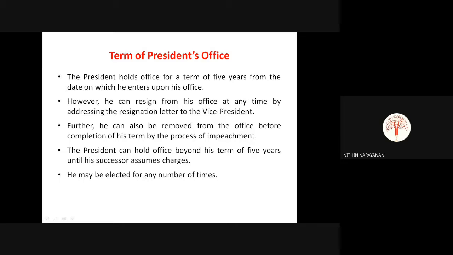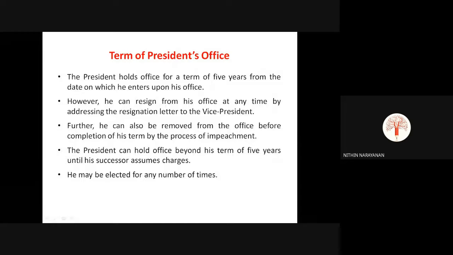Okay, and that is the case if he wants to resign from the position, but he can also be removed from the office before the completion of his term by a process called impeachment. Important ആണ്, impeachment എങ്ങനെയാണെന്ന് ചോദിക്കാം ഒരു ക്വസ്റ്റ്യൻ ആയിട്ട്. Further, the president can be removed from the office before the completion of his term by the process of impeachment. അപ്പോൾ ഇതുപോലത്തെ ഒരു ക്വസ്റ്റ്യൻ എക്സ്പെക്ട് ചെയ്യാം.